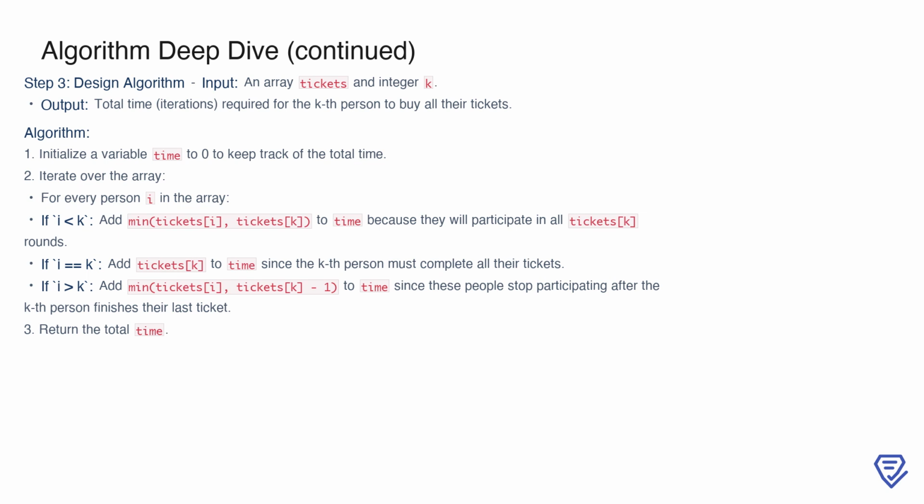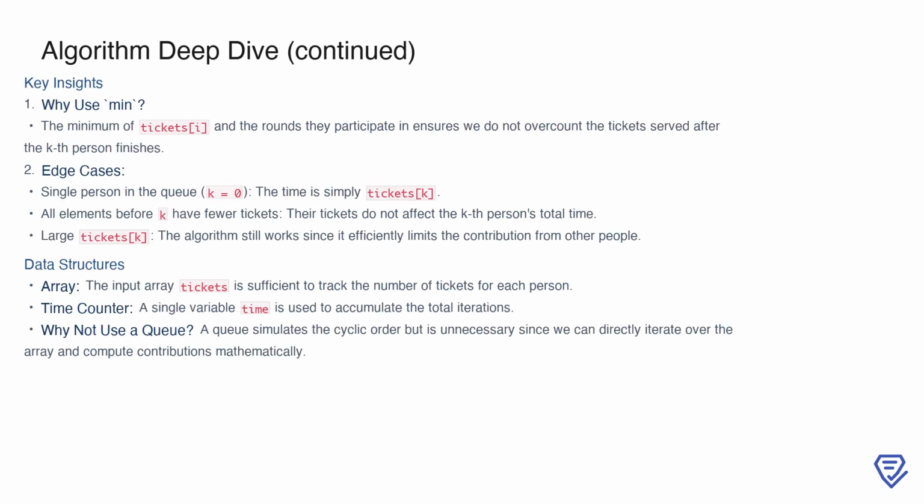For people after the kth index, we only count their tickets up to the point where the kth person finishes, which is why we take the minimum of their ticket count and one fewer than the kth person's tickets. At the end of this process, the accumulated time gives the result, which is returned. The use of the min function is crucial because it prevents us from overcounting tickets for people who no longer contribute to the total after the kth person has finished. For instance, if someone has more tickets than the kth person, their contribution is capped by the rounds the kth person participates in.